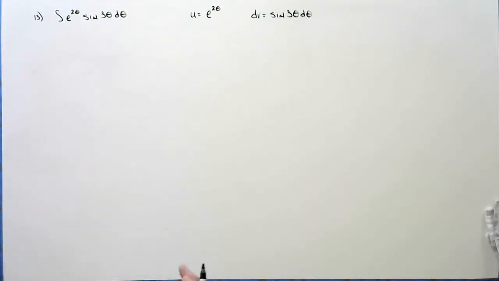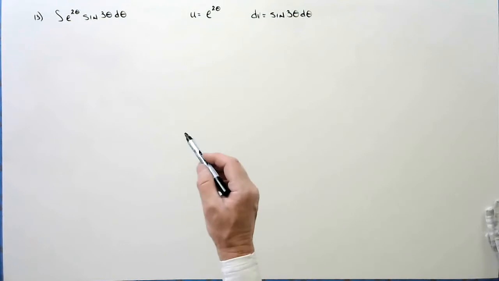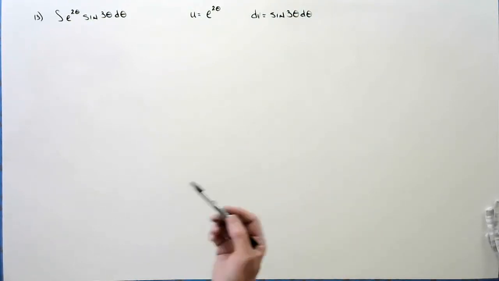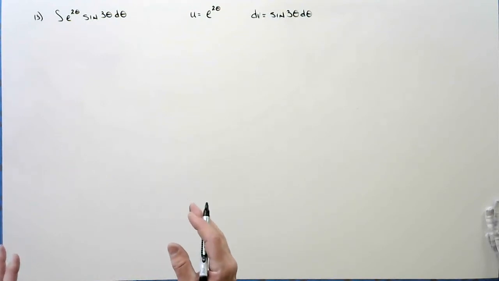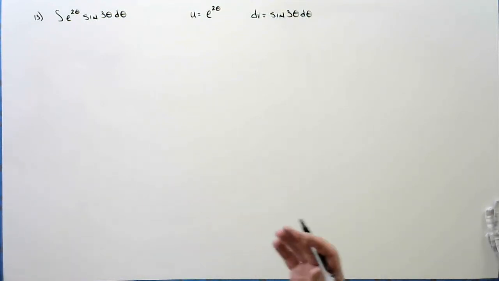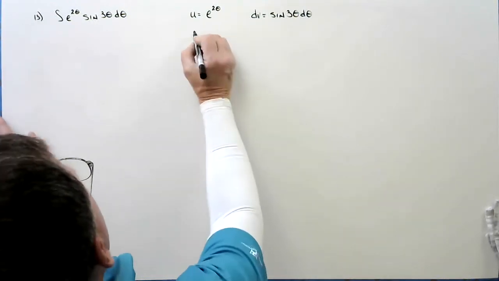Now, if for some reason this doesn't work, that's not the end of the world. We'll just start over. We'll erase this. We'll let u be sine of 3 theta, and we'll let dv be e to the 2 theta d theta, and we'll go from there. Sometimes we don't pick them correctly. Sometimes we pick them correctly on the first try. Sometimes we don't. In this case, I'm pretty sure we could go either way and it's going to work. And we did an example like this, and there's an example like this in the reading. So let's go ahead and move from here.